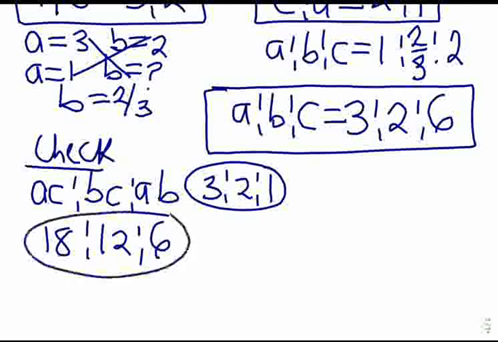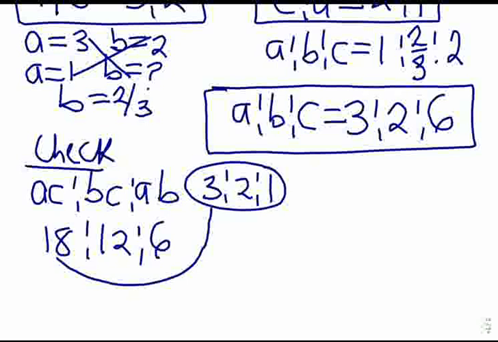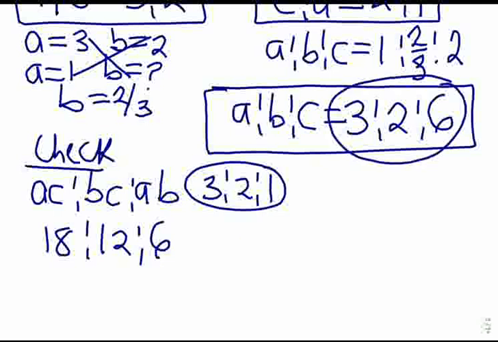When you reduce this, what would you have? 18 divided by 6 is 3. 12 divided by 6 is 2. And then 6 divided by 6 is 1. So the values I have gotten here are correct. When slotted in, it proves that the ratio is 3 to 2 to 1.